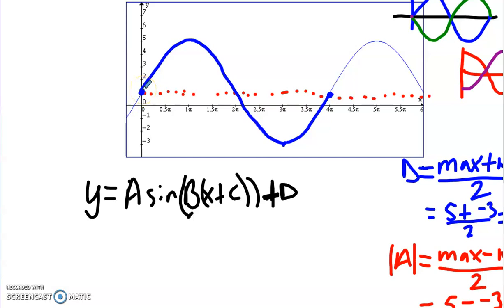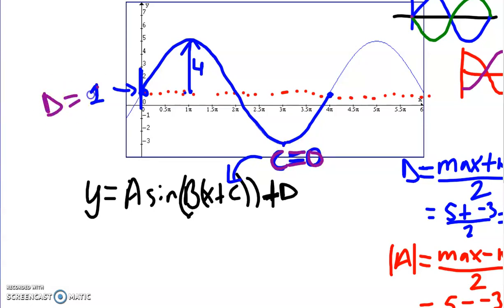So we already have that our center line here is at 1, and then we are going up, our amplitude is 4. Now it seems like we are starting at 0 here, so this has not shifted at all in terms of the C value. So our C value is going to be 0. So there is no shift. And then we found the D value is equal to 1. So that's our vertical shift, and that's where our center line is. Our amplitude is 4.